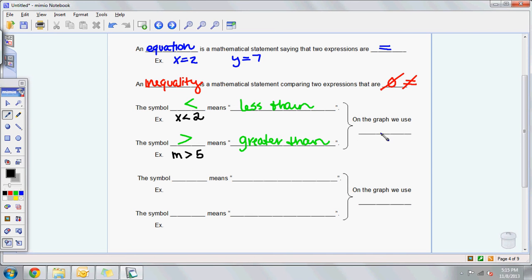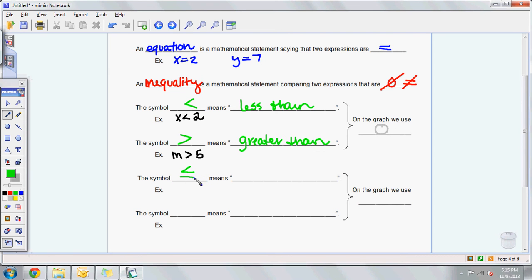So when I ask you to graph these two symbols, you're going to see an open circle. Oh, I didn't even know I could do gray. Surprising. So we're going to have an open circle because x is not 2. It could never be 2. Or m could never be 5. So that's why you're going to put an open circle. It's not equal to 2 or 5. It's bigger or less than 5. So that's why we have an open circle. Okay? Let's move into the other ones.